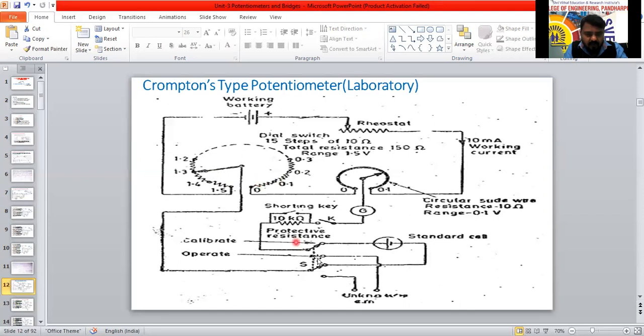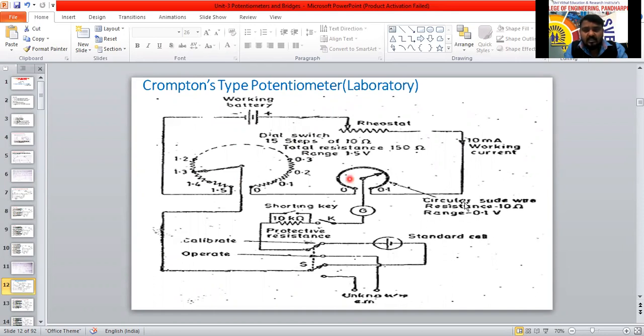No, we are not going to use any calibrating mode here. Directly, automatically we can set this. We will set the standard value of 1.3 voltage and then measure. We can set that. So that is the dial switch we are going to consider.